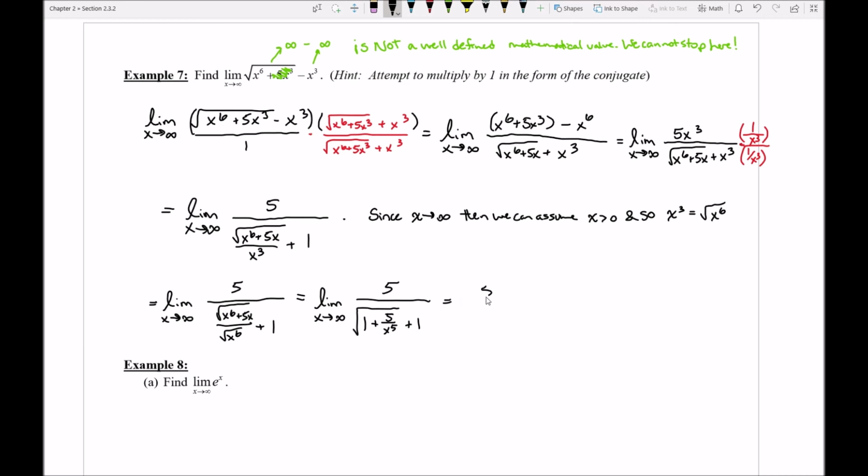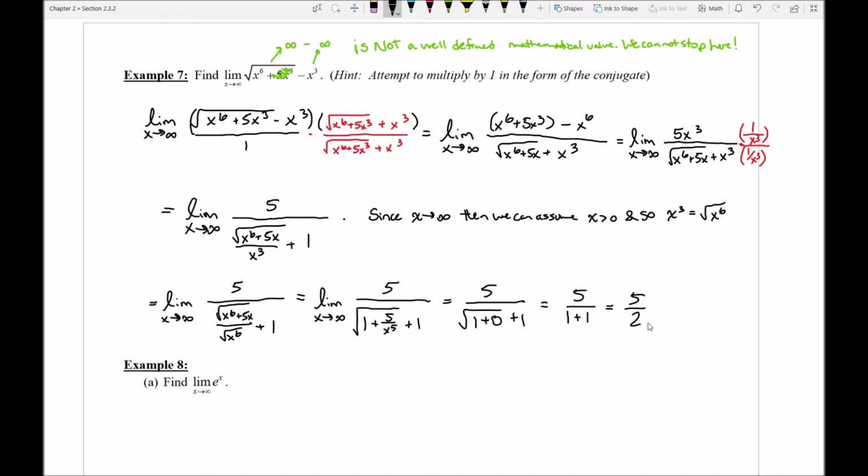Watch. The limit of the top is 5. The limit of the square root, well, I can do the limit of the inside first. The limit of the inside is going to be 1 plus, well, this piece is going to be moving towards 0, because 5 over something getting infinitely large is getting close to 0. And then I get plus 1. So this is going to be 5 over 1 plus 1, or a grand total result of 5 over 2.